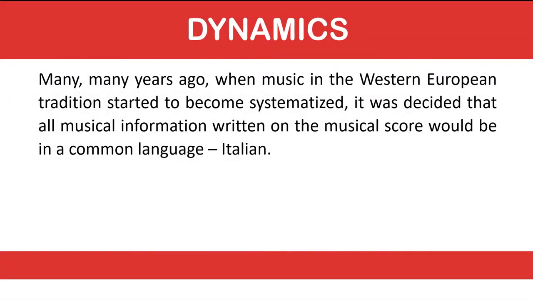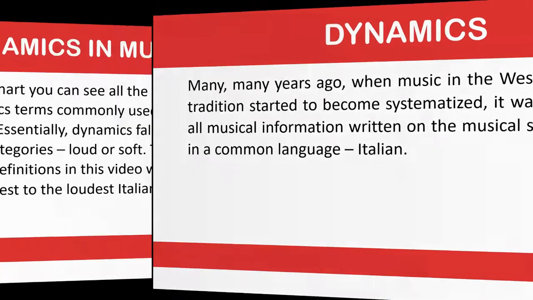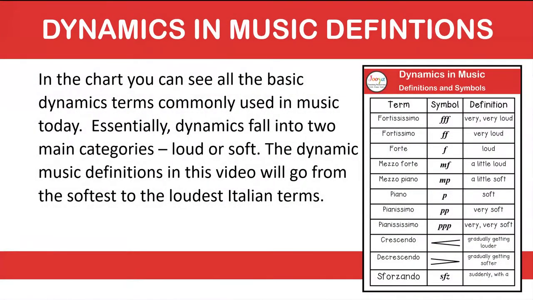Many, many years ago, when music in the Western European tradition started to become systematized, it was decided that all musical information written on the musical score would be in a common language, Italian. In the chart, you can see all the basic dynamics terms commonly used in music today. Essentially, dynamics fall into two main categories, loud or soft. The dynamic definitions in this video will go from the softest to the loudest in Italian terms.